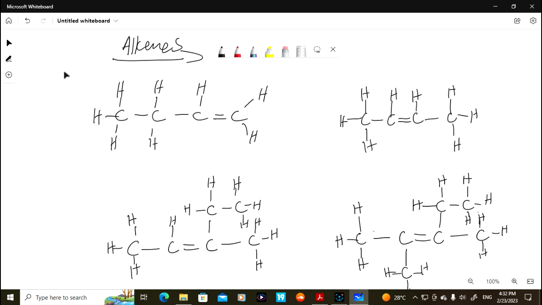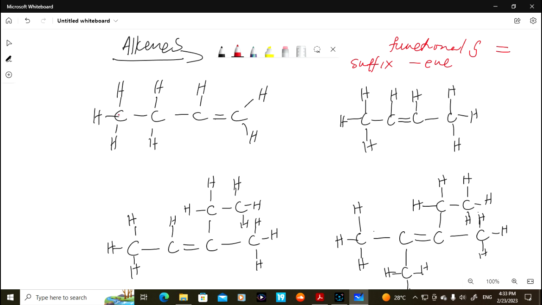Okay, let me not waste time. Let's name our alkenes. The principles are more or less the same as in the alkanes, but you have to know that the suffix is now different. We no longer have "ane", we have "ene". Here our suffix is "ene" for alkenes, and our functional group is a double bond. Okay?